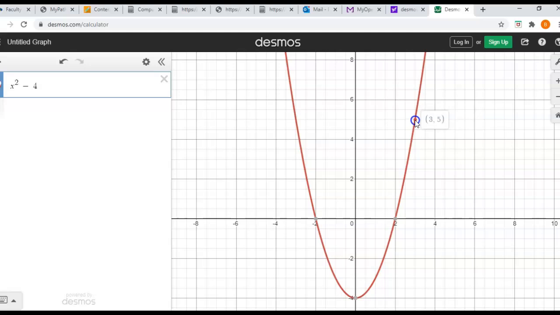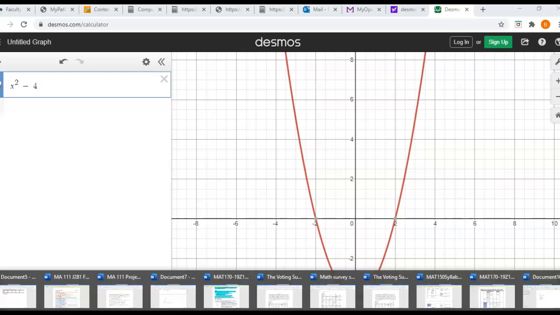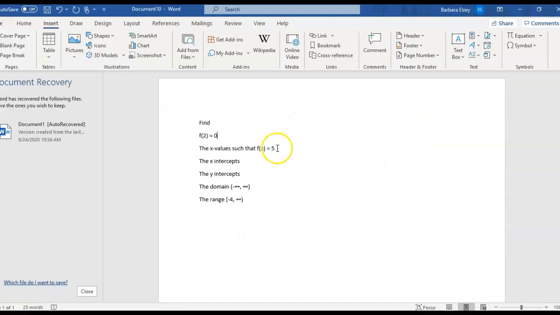3, 5. Notice that x value is 3. Now we also, though, have another one over here, right there, and I'm slightly off. Gotta slide around a little bit on this graph. -3, 5. All right, so our y value is 5 at -3 and at +3. So the answer here is x values of 3 and -3.